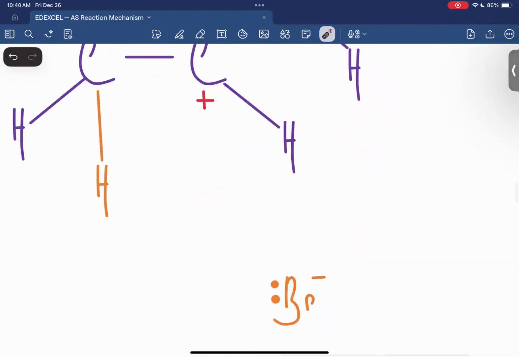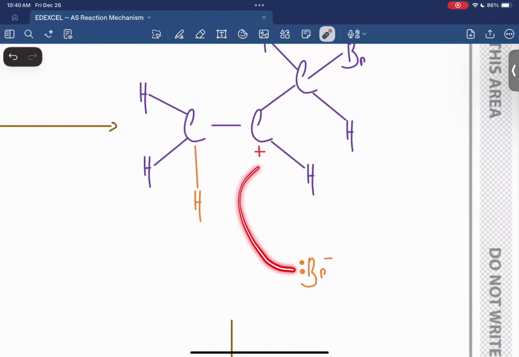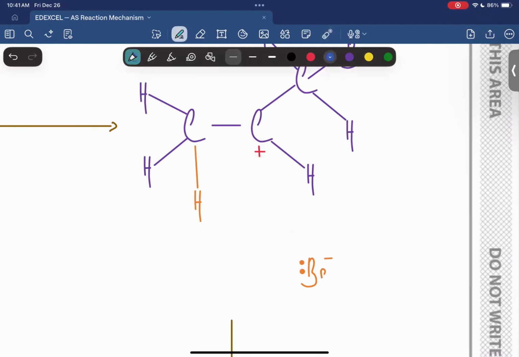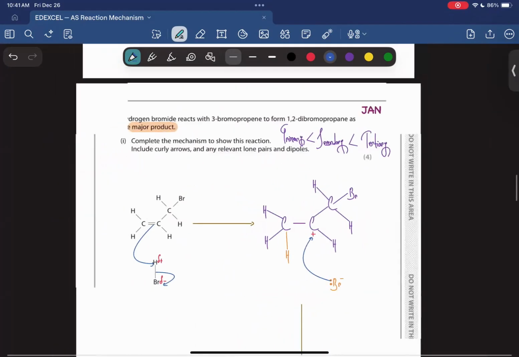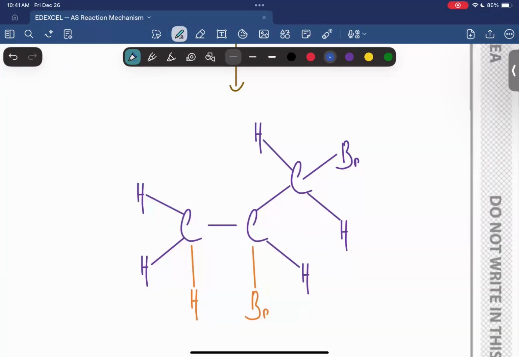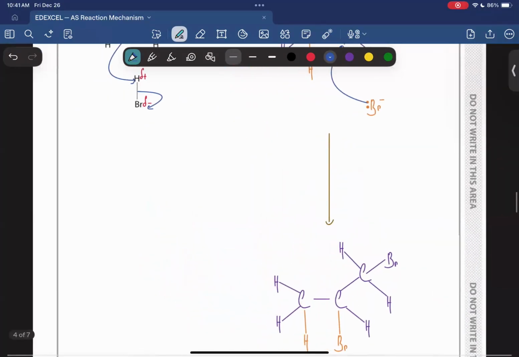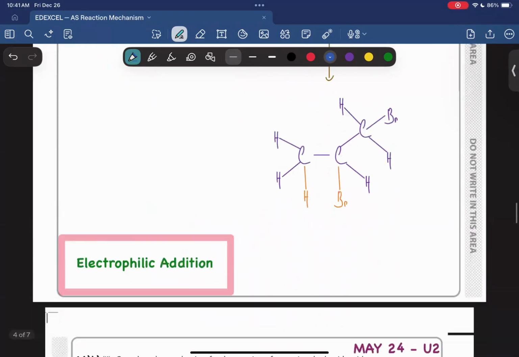Now, this is plus, and our bromine, the great savior, is going to donate the electron to this carbocation. And yeah, the product forms over here. Okay. So take a look at this, and this is what we refer to as electrophilic addition. Moving on to the next question.